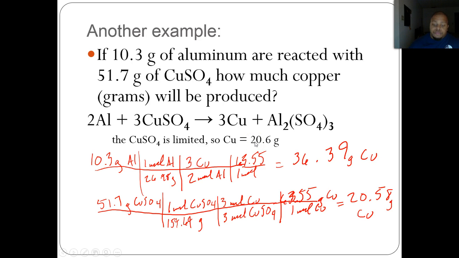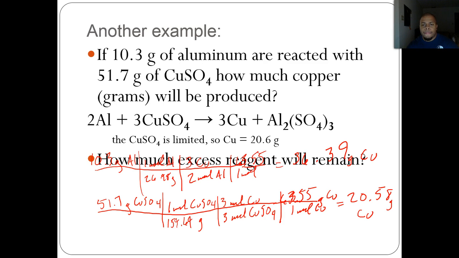Okay, now this is the basic idea that we're going to move forward with for limiting reactant. Yes, you have to do both problems. I understand it's a lot of work, but you get a chance to copy a little bit of your own work to make things move a little bit quicker.